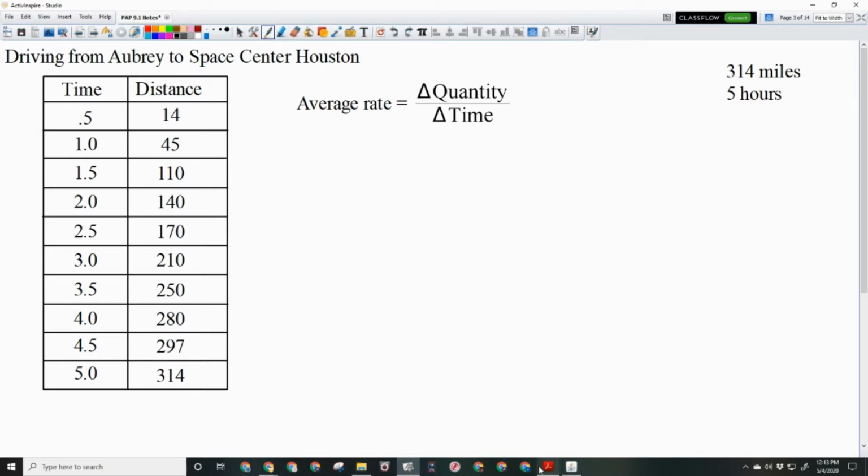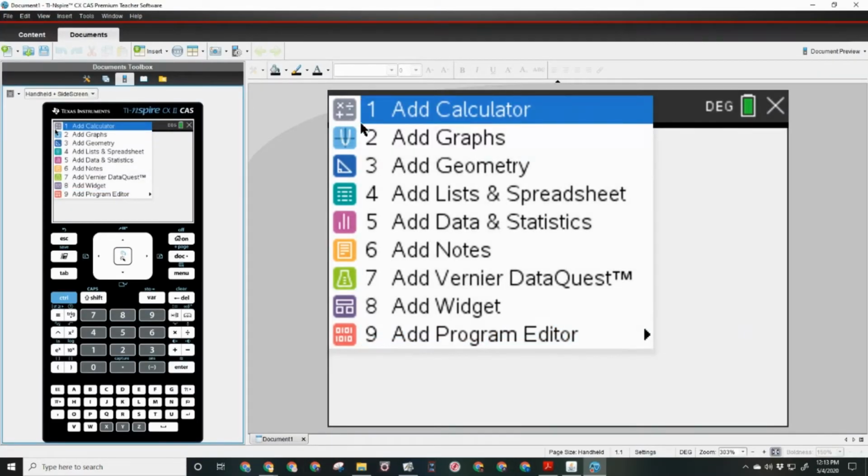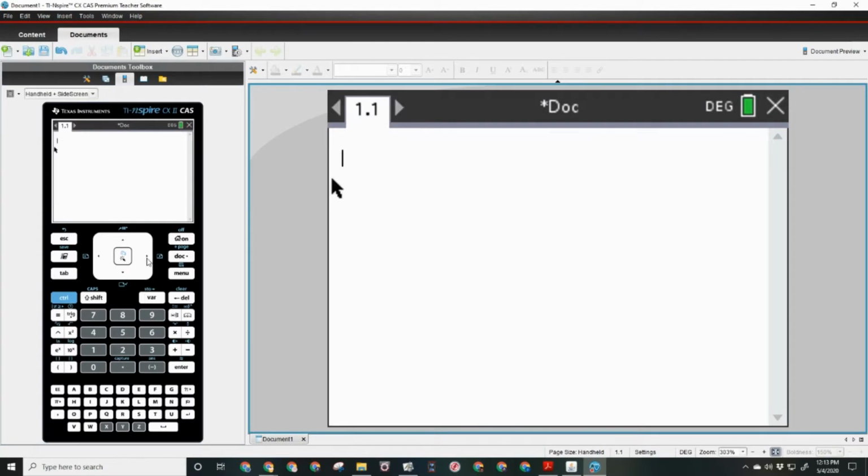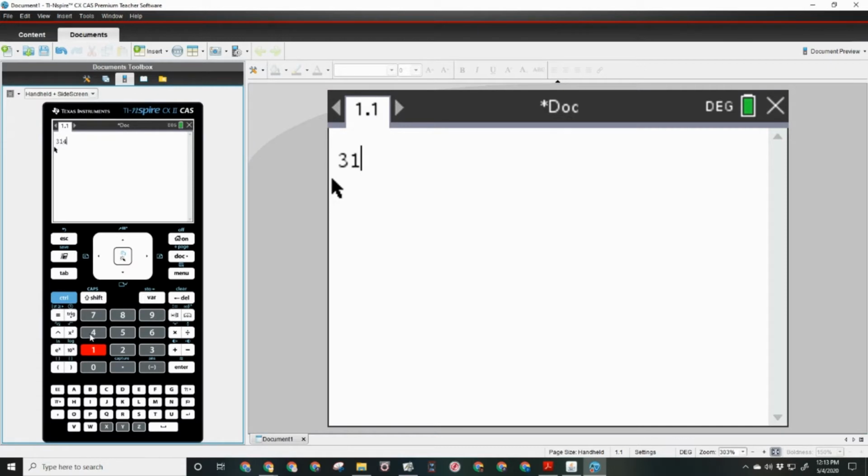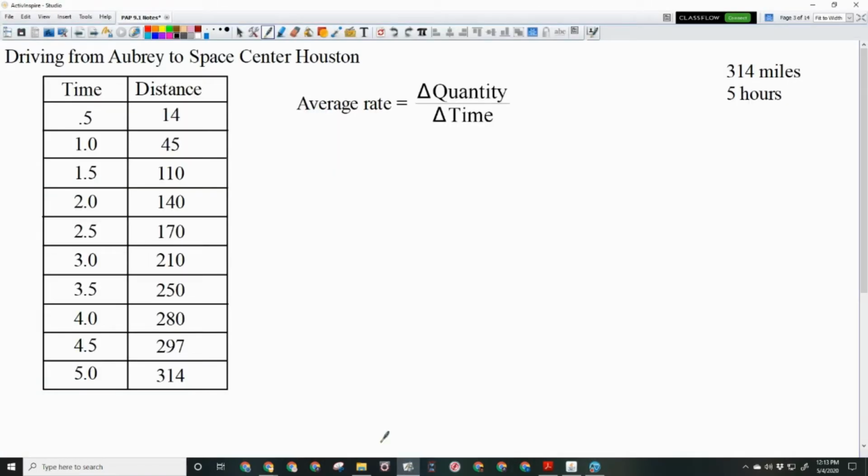So let's look at that and see what our average speed is going to be. All right, we have our calculator here. We're going to use that. So it was 314 miles divided by 5 hours. Our average speed, let's get a decimal, is going to be 62.8 miles per hour.